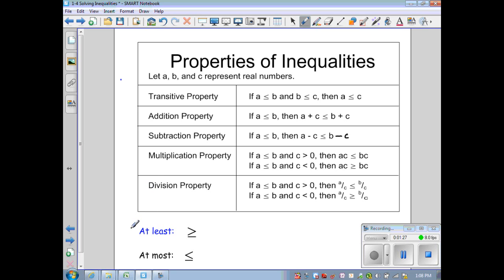We also want to recall that when we take a look at certain word problems, when we have the term "at least" stated, that quantity is going to be greater than or equal to, but if we have a quantity "at most" stated, then that inequality is going to have less than or equal to.